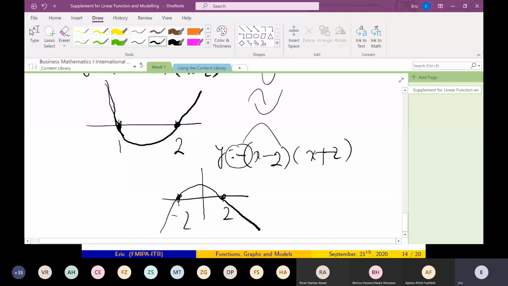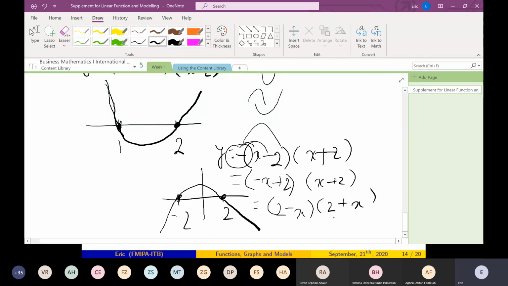Okay. So this is the same as we usually say this. Minus, you can multiply it to the inner side. So this is minus x plus 2, x plus 2. So we usually say graph 2 minus x, 2 plus x. Yeah, the same.